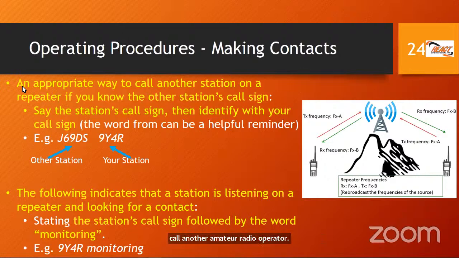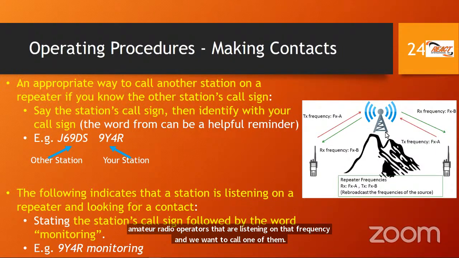Well, it's an exam question, and it goes as follows. An appropriate way to call another station on a repeater, if you know the other station's call sign, is you say the station's call sign, then identify with your call sign. So let's break that down a little bit. We have our repeater here, we have our radio, and there are other amateur radio operators that are listening on that frequency, and we want to call one of them. So that's our objective. But how do we do that?